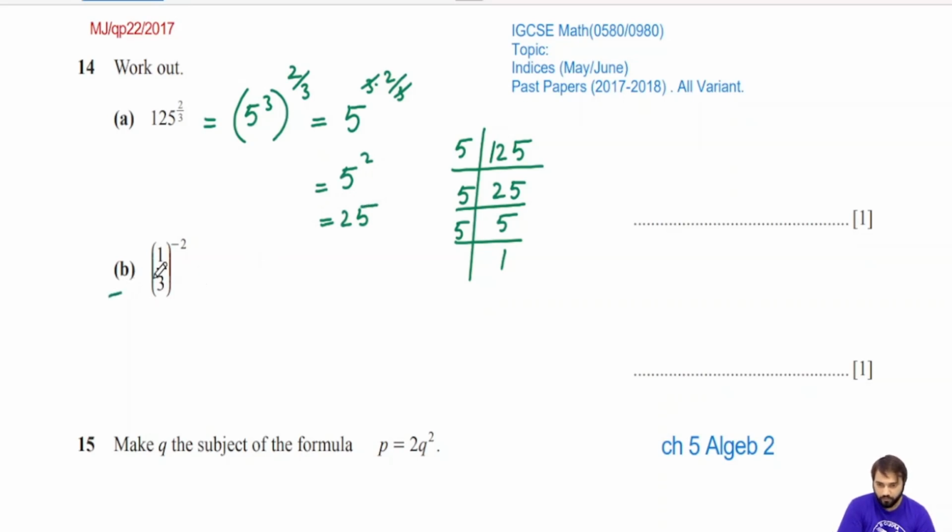The b part is 1 over 3 whole power minus 2. If we have the negative power like this and we have the fraction in the bracket, if we change the fraction, that is numerator becomes denominator and denominator becomes numerator, like this, 3 over 1, the sign of the power, that is the index, changes. Here we have negative 2, it would be plus 2. So we can take power of every term inside the bracket: 3 square over 1 square. 3 square is equal to 9 and 1 square is equal to 1. The answer to this question is 9. So the answer is 9 and here 25.